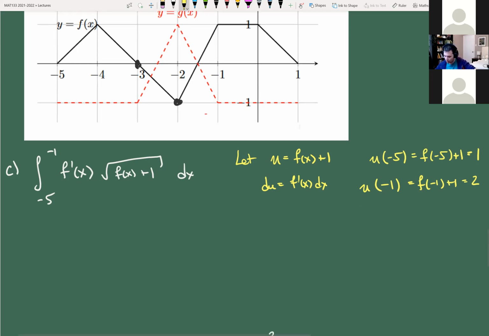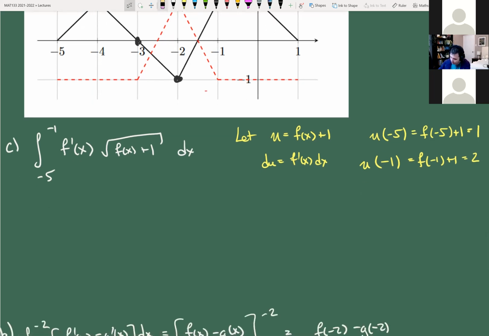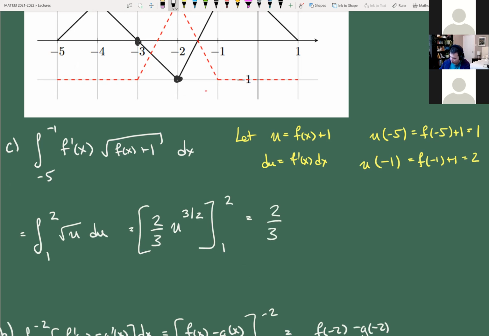Okay, cool. So now we're going to do our substitution. I'm going to get the integral from 1 to 2 of the square root of u du. And what is that? That's u to the 1/2, so I'm going to get 2/3 u to the 3/2 evaluated from 1 to 2. That's going to give me 2/3 times the square root of 8 minus 1.